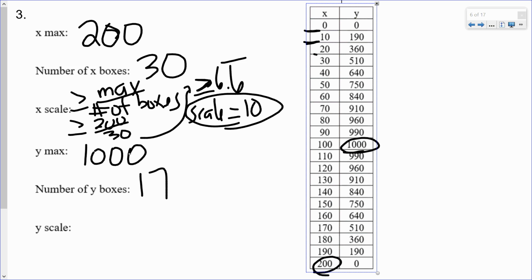Why don't you take about 45 seconds? You don't need to pause it. I'll just let the time go and try to come up with your Y scale. And again, it does not have to be the exact same as mine.